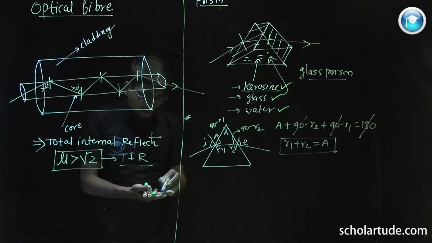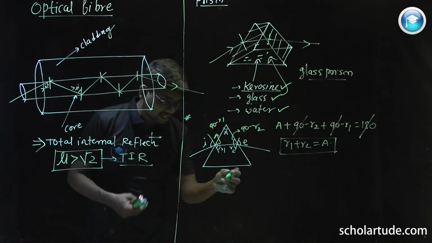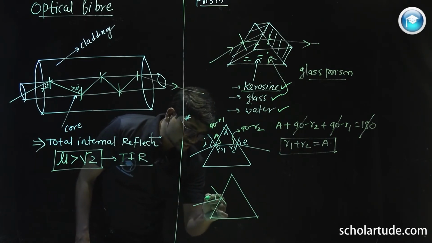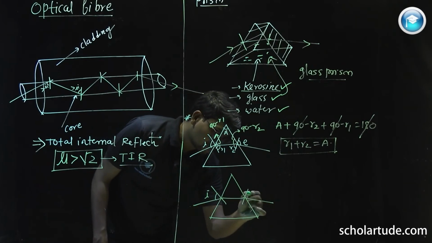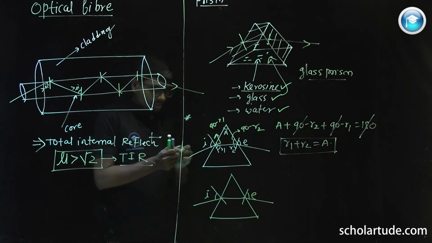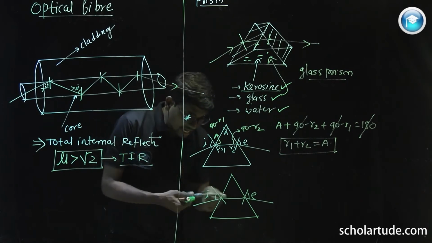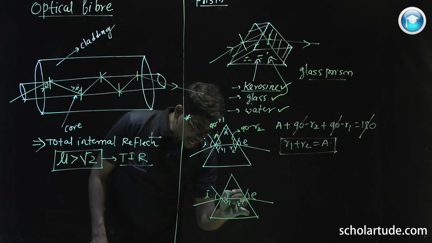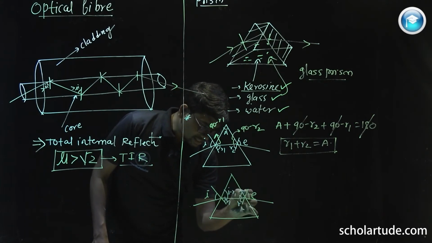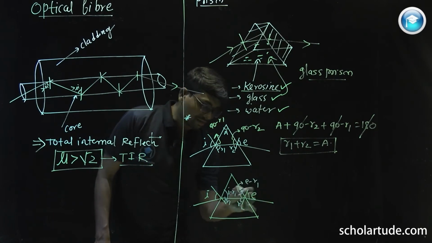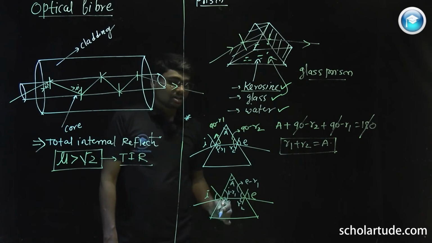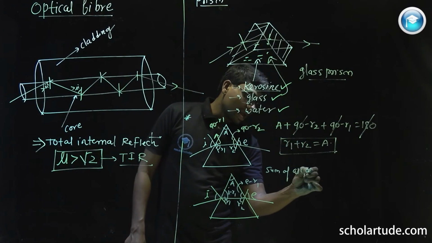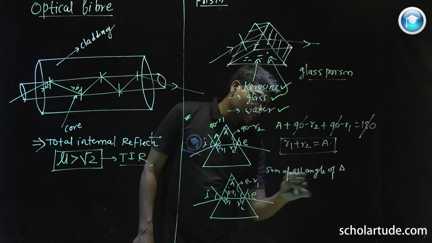Now if you extend this triangle, or let me draw another triangle so that you can understand very carefully. Now pay attention. This is the angle of incidence and this is the angle of emergence. Now this angle is R1, you know that, and this angle is called R2. So now this angle is I minus R1 and this angle is E minus R2 and this angle is called A. Applying the same principle, the sum of all angles of a triangle. Let's see what happened.